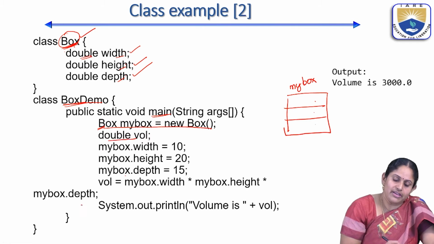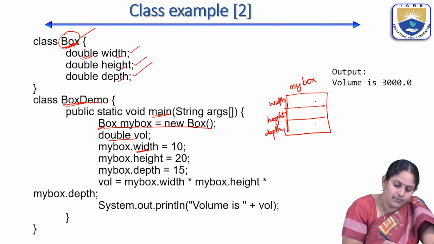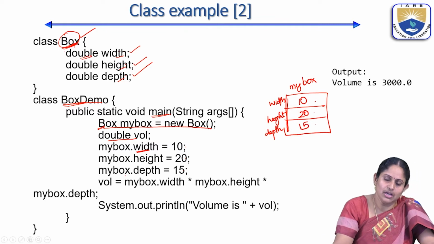Then we are defining a variable to find the volume of this particular box. Now we are assigning some values to these instance variables. So for this myBox, the width of myBox is set to 10. So let's say we have this width, height, and depth. Width is assigned 10, so we have 10 stored over here. Height is given as 20 and depth is set to 15.